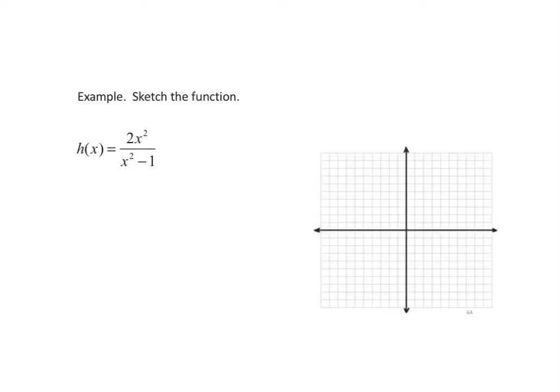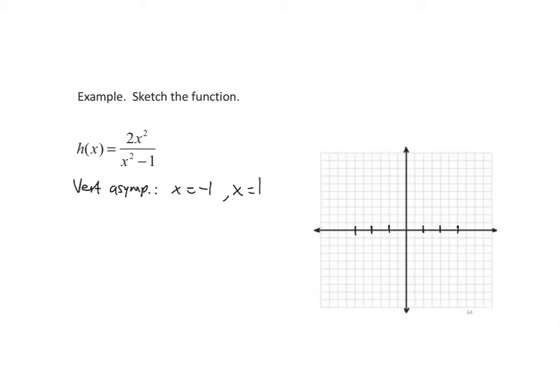Here's another example. Domain issue is -1 and 1. That's going to give us vertical asymptotes. So we have vertical asymptotes, x equals -1 and x equals 1. I think what I'll do is I will give myself some room and make each of the tick marks I'm making equal to 1.